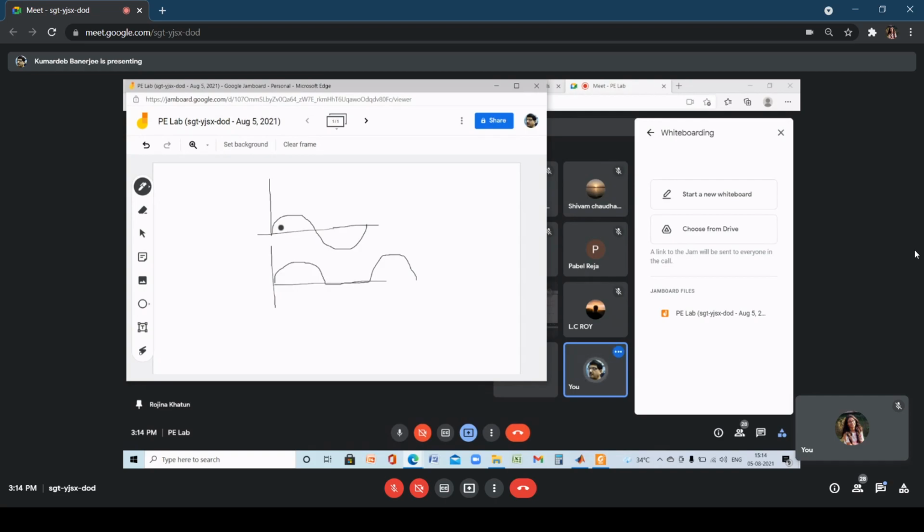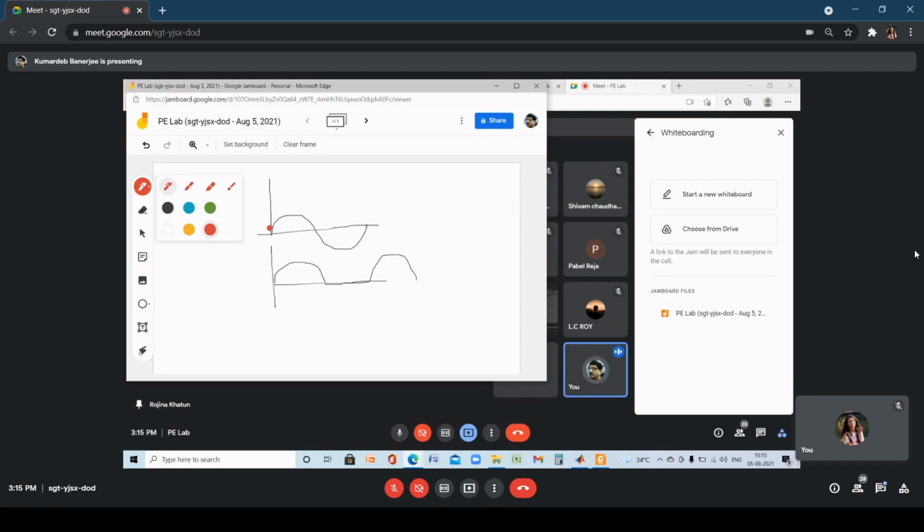That means 10 milliseconds. A full wave means the total angle is 360 degrees, out of which it will conduct only for half the period. That means for 180 degrees. In time scale, this corresponds to the half period of the waveform, which in this case is 10 milliseconds. Am I clear? But actually, because of the cut-in voltage, what happens?